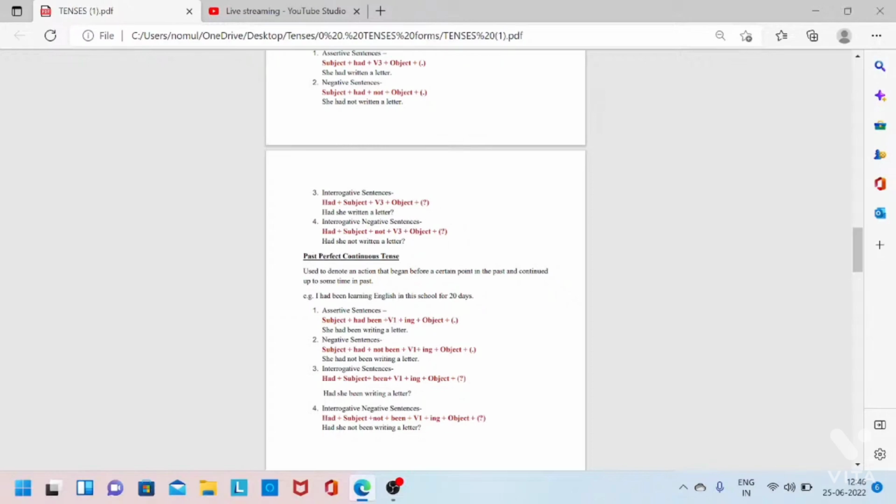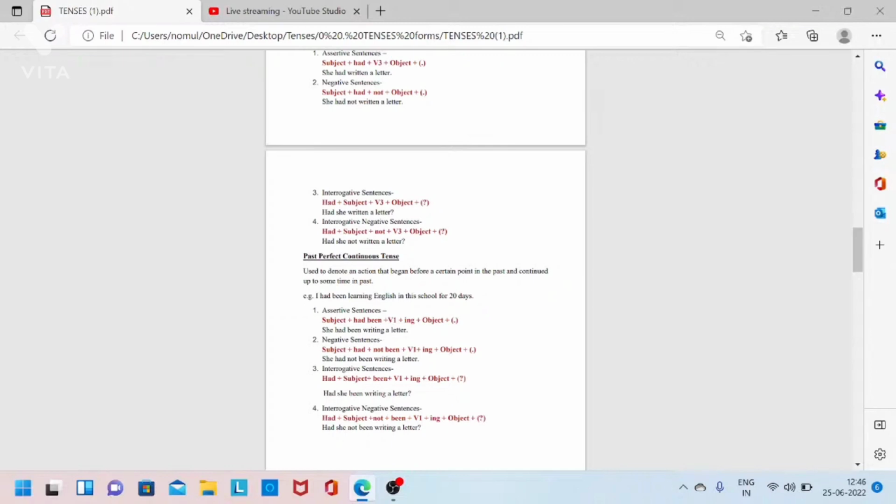Interrogative negative sentence will be had plus subject plus not plus v3 plus object. So here we are just inserting not. Had she not written a letter? Okay, v3 formation of write is written. Okay, so past perfect continuous tense.